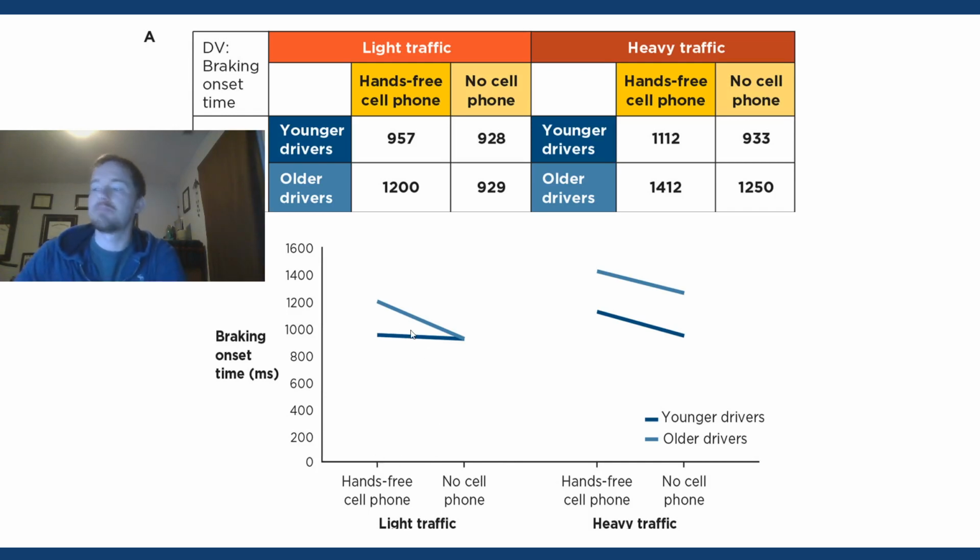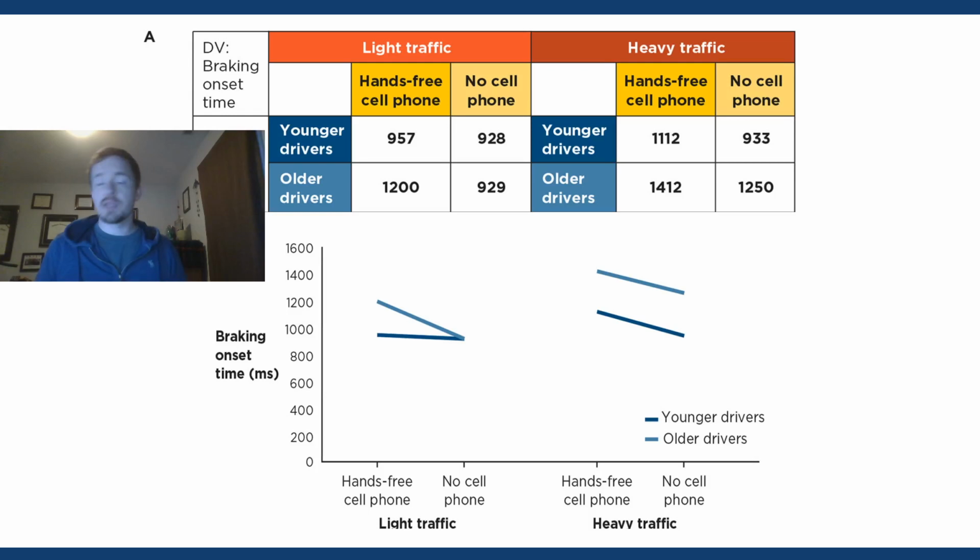Basically both groups, whenever they are not on a cell phone, are going to do just as well. So whenever they are under light traffic circumstances, there is no difference in their braking rates. But when they are on a cell phone, there is a difference in their braking rates. Again, older drivers are slower than younger drivers. So that is an interaction.